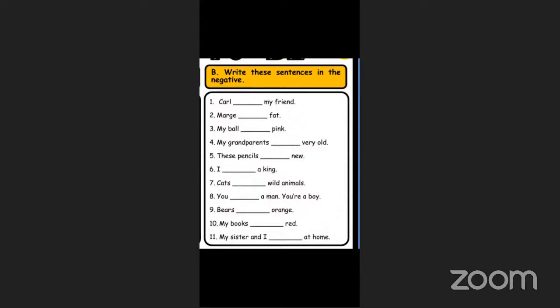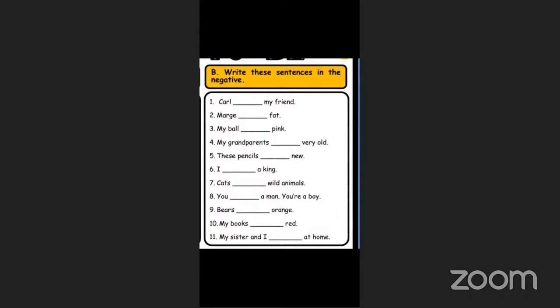Number 1. Carl blank my friend. So Carl, that's a friend. So there you have to use the be verb is. Is not. You have to use the negative form. Carl is not my friend. Is not. Is the be verb. The negative form is not. Carl is not my friend. එයා මගේ අහලුවෙක් නොවේ.